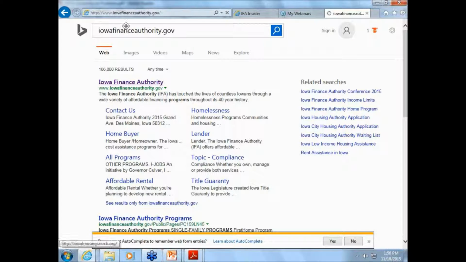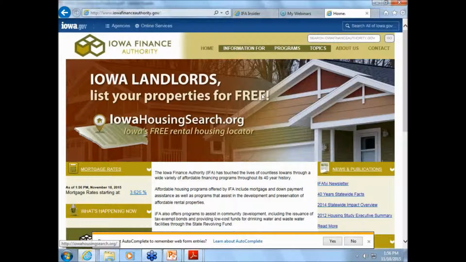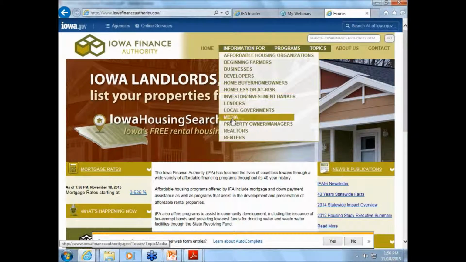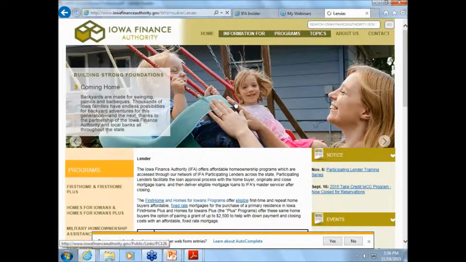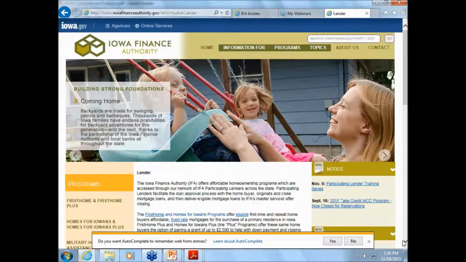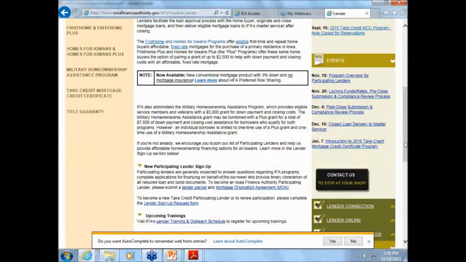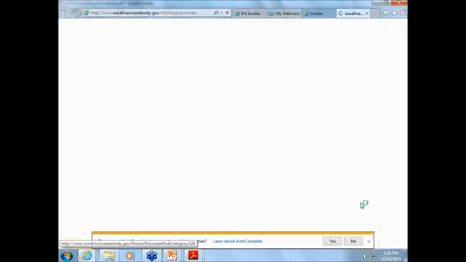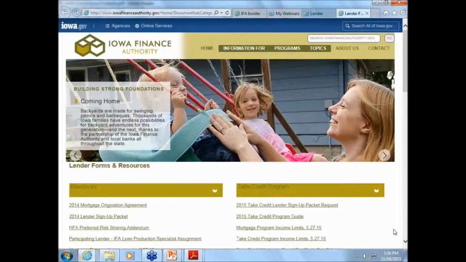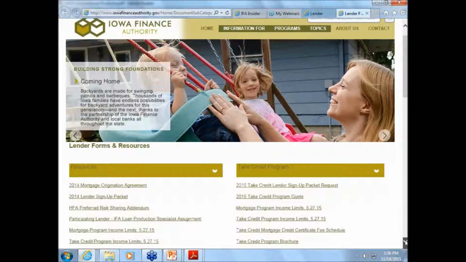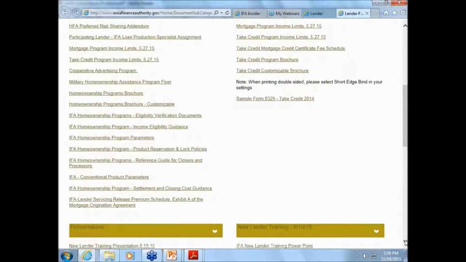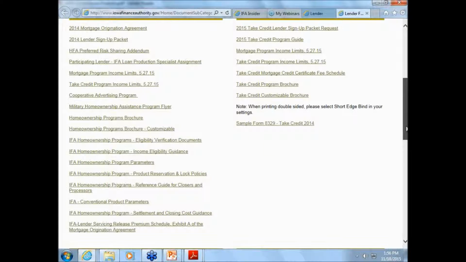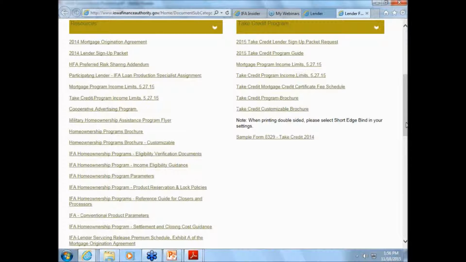So we're getting onto our website, iowafinanceauthority.gov. And I'm going to move the questions out of the way for just a moment. Go to Information for Lenders, and then scroll down to Forms and Resources. On your left-hand side under Resources, you should be able to find all of the forms that Deb was showing you today, and a few of those will be updated a little bit after this training.